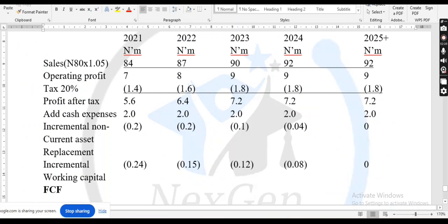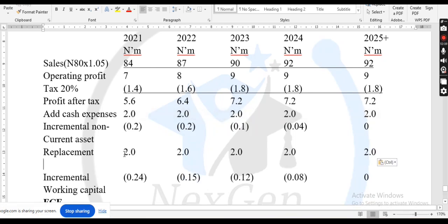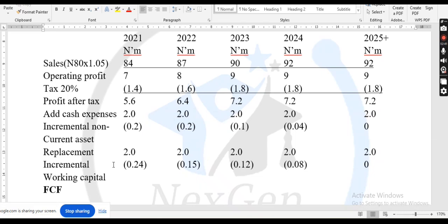And we're not told that it will actually increase. So we can have 2 throughout. I can copy this from this part and say replacement. Oh, we're supposed to put it in brackets. Replacement of non-current assets. So now what do you have if you subtract it?